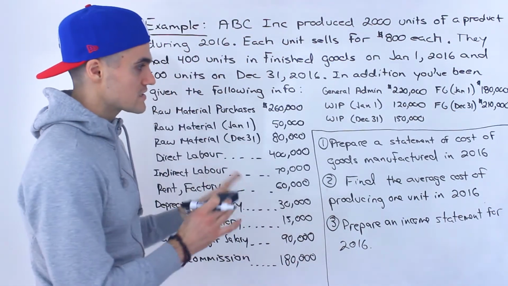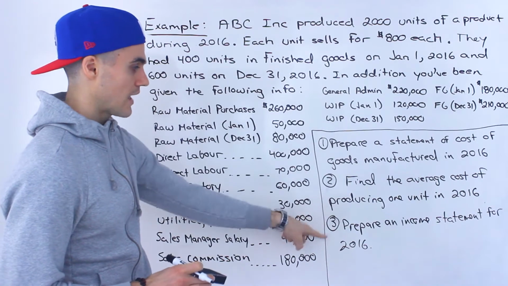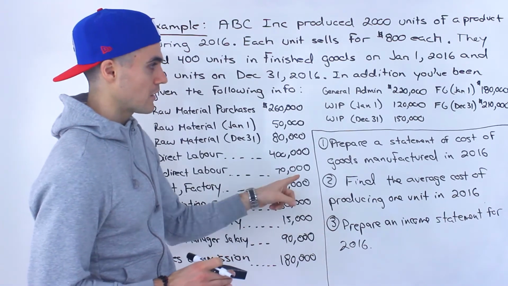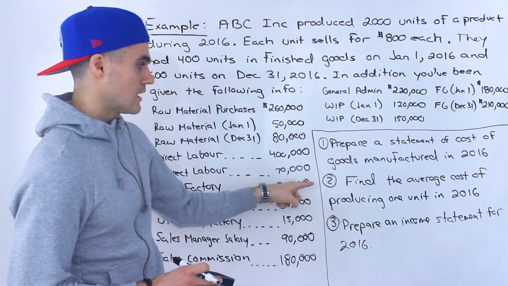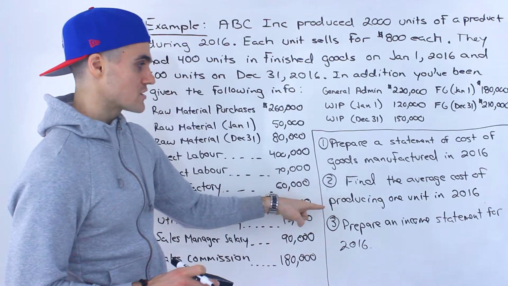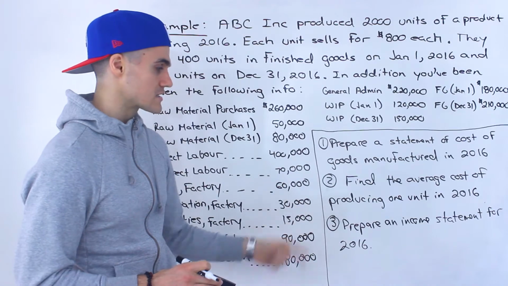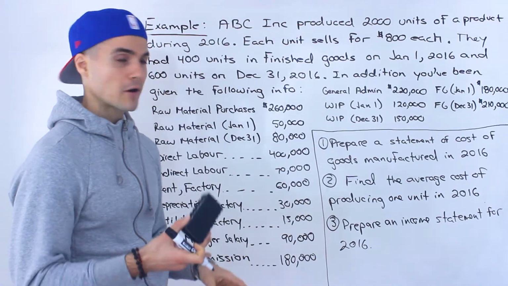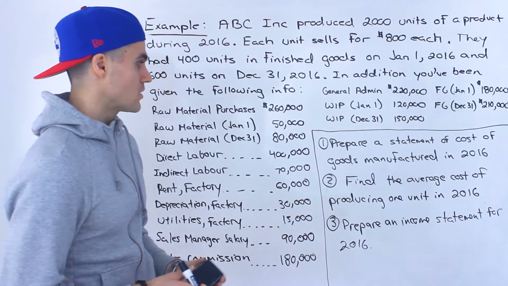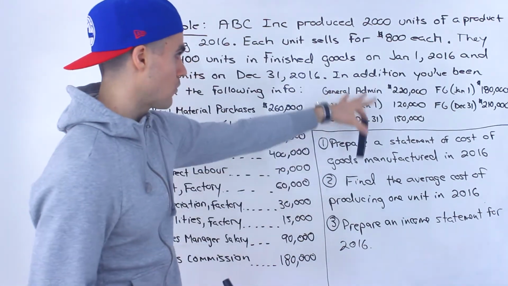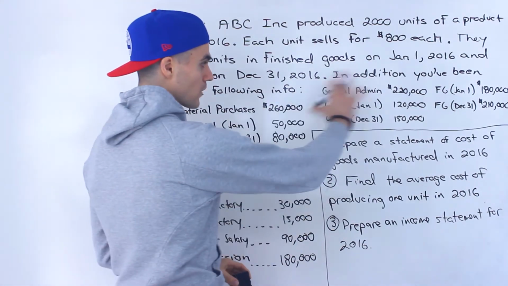So given all of this information, we have to answer these three questions. We have to prepare a statement of cost of goods manufactured in 2016. Then we have to find the average cost of producing one unit in 2016. And then for number 3, we have to prepare an income statement for 2016. And so where I'm going to answer these is over here in this space. So I'm going to erase all of this.